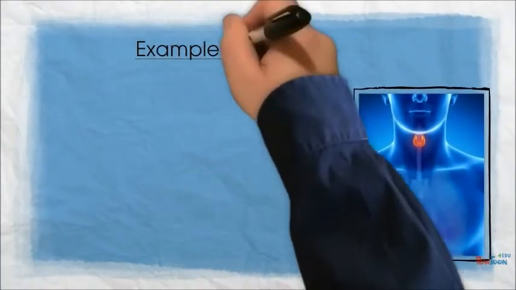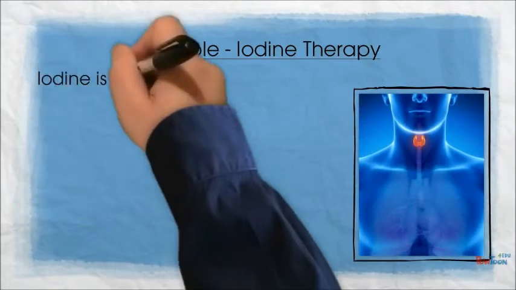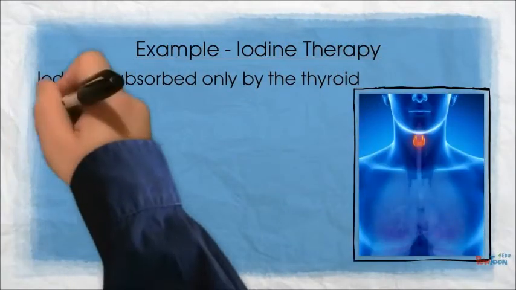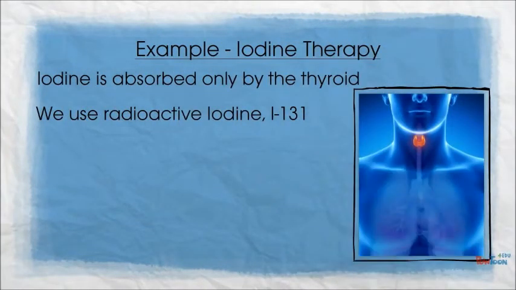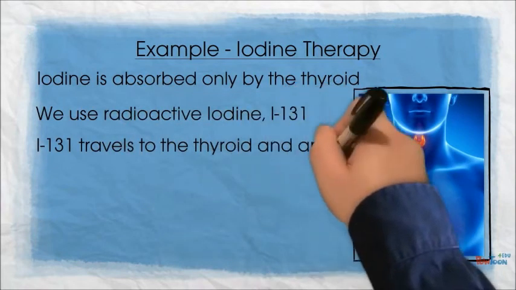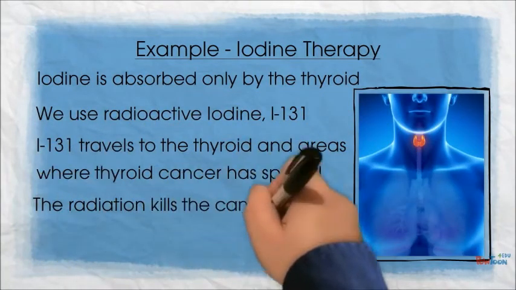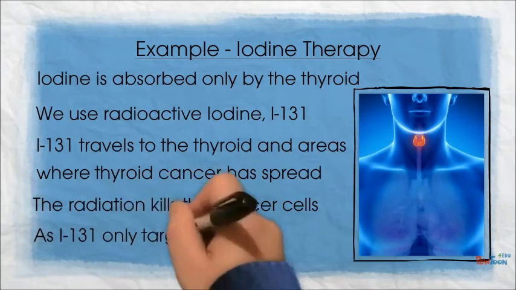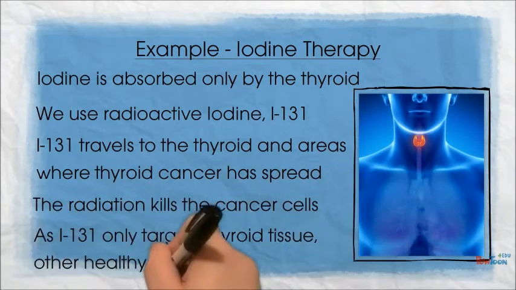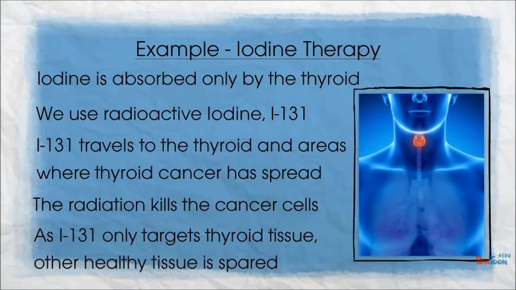Iodine therapy is used to treat thyroid cancer. The only part of the body that absorbs iodine is the thyroid, so we can use a radioactive form of iodine, I-131, to treat thyroid cancer. The I-131 is absorbed by the thyroid and any thyroid cancer that spreads to other parts of the body. The radiation then kills cancer with minimum damage to the rest of the body.